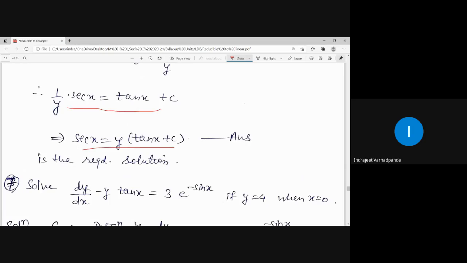Can you take down this example? The next example is: solve dy by dx minus y into tan x is equal to 3 e to the power minus sin x, if y is equal to 4 when x is equal to 0.